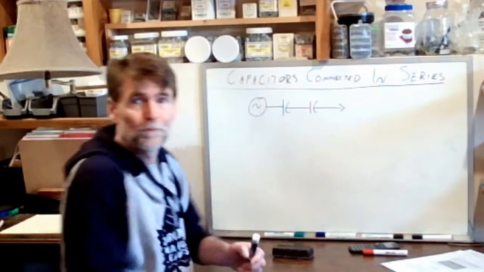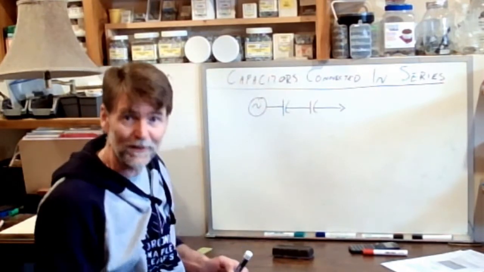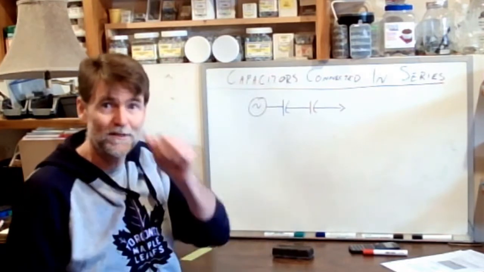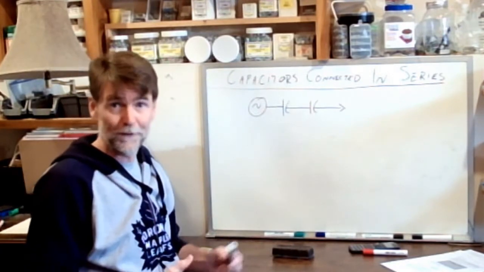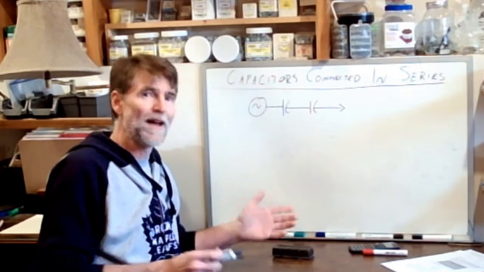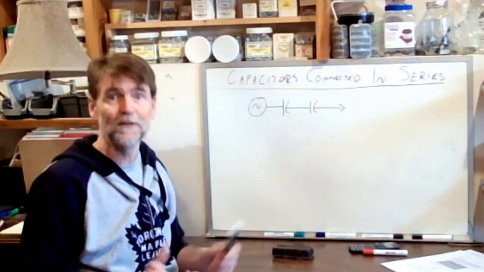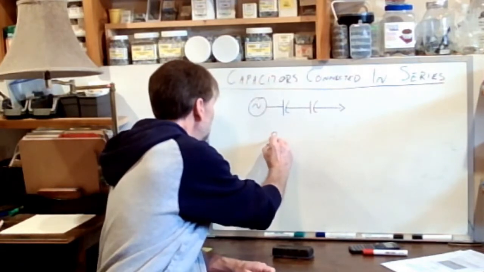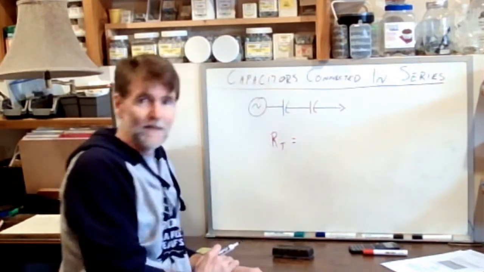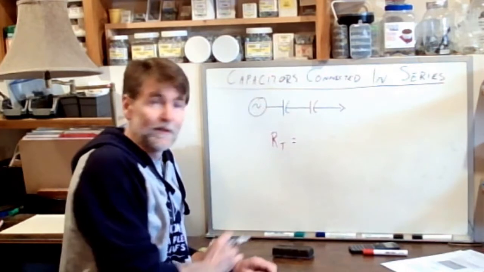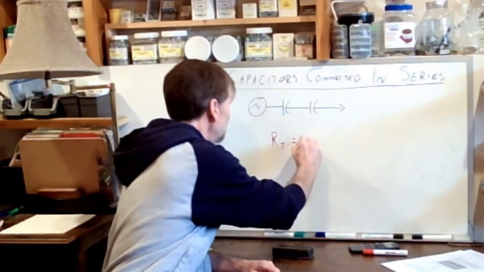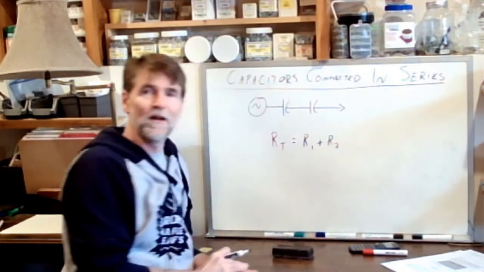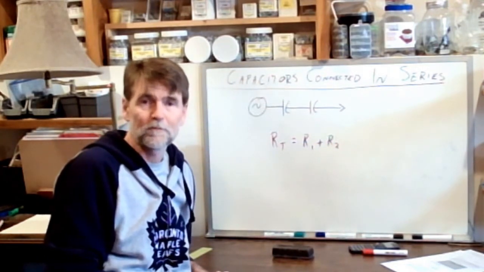Okay, well, we'll start the conversation in the same place we usually do, which is let's figure out what happens with a resistor and then translate that information to a different type of load. So if we have multiple resistors connected in series, how do we calculate the total resistance? RT equals, when connected in series, just add them up, right? R1 plus R2 and so on.